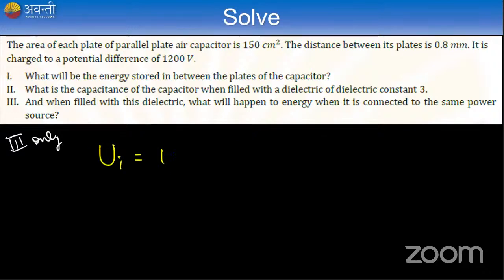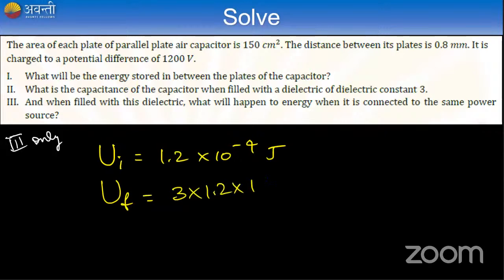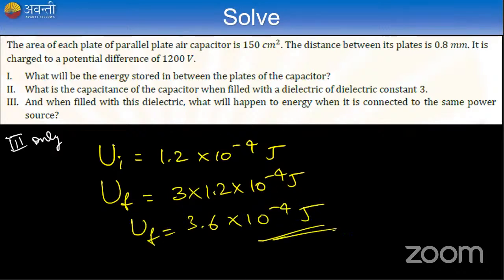So initial energy was 1.2 into 10 power minus 4 joules. How much is your final energy, U final? Yes, correct, Prakash Koda. Please try to give the magnitude, a number as an answer. Everyone else, please try to answer, guys. I see very less response. So what is my final energy stored? That will be 3 into 1.2 into 10 power minus 4 joules. So 3.6 into 10 power minus 4 joules is my final energy stored inside the capacitor, right?